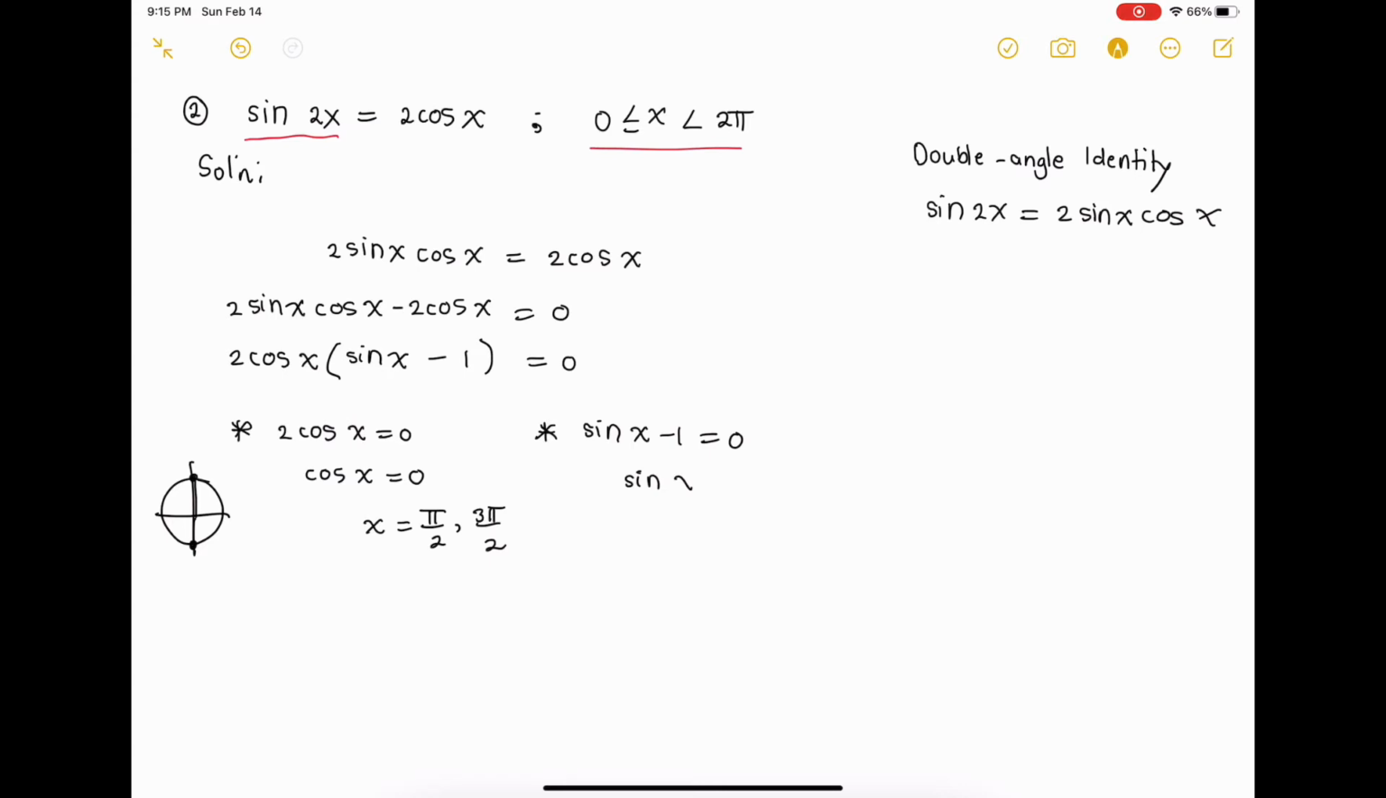Second part, sine x equals 1, applying addition property. Solve for x. Find an angle such that the sine is 1. So the value of x is pi over 2. We have pi over 2, 3 pi over 2, and pi over 2. The solutions for number 2, we have x equals pi over 2 and 3 pi over 2.